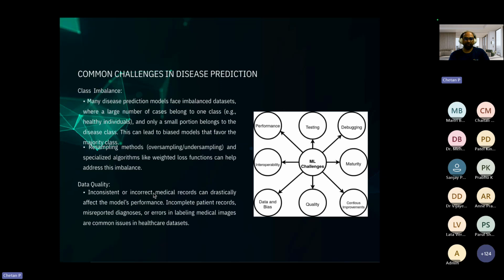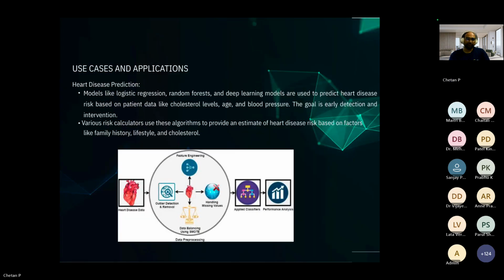Data quality: inconsistent or incorrect medical records can drastically affect the model's performance. Your data quality should be consistent, good, and accurate. Otherwise your models will be garbage in, garbage out.